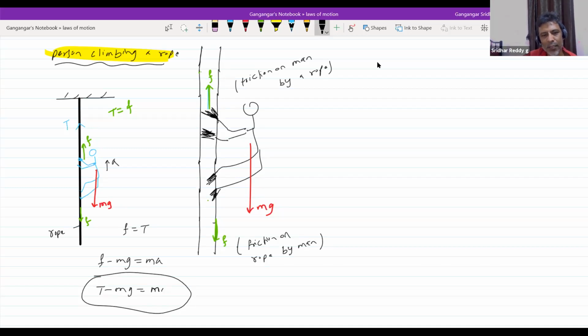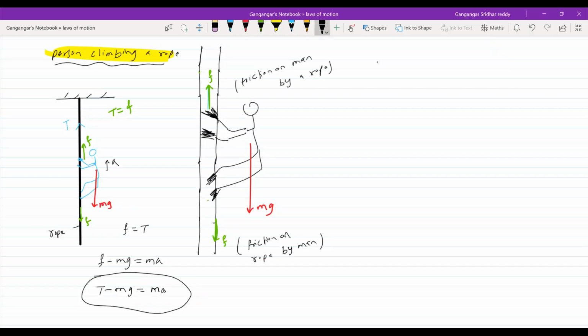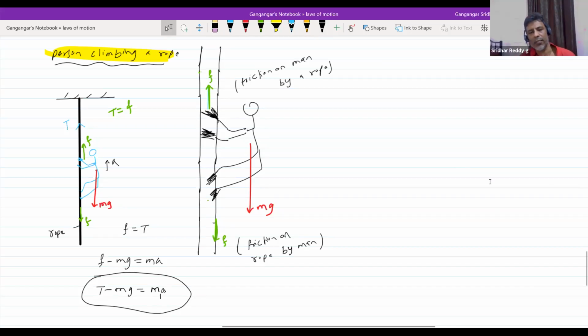99% of students accept things blindly. So why will the rope become taut? Sir, small doubt, sir. Here, tension is not acting on the person, right? It's the friction which is acting on the person. Yes, and the tension is equal to F. That's it, right, sir? Yeah, that's what.